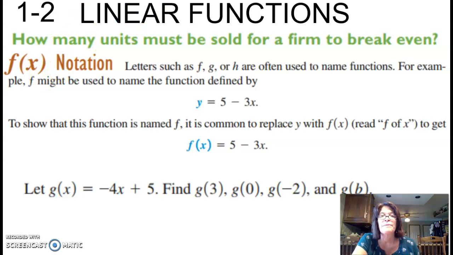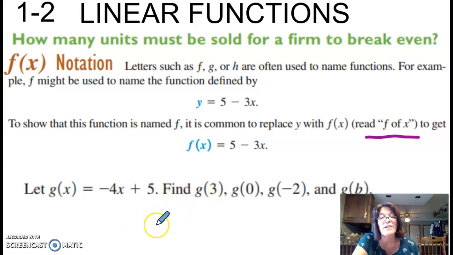Instead of having y equals 5 minus 3x, we use a lowercase f here, or obviously we can use a lowercase g, lowercase h, kind of written in italics. F of x equals 5 minus 3x is another way of saying that. F of x means this function is doing something to the variable x.